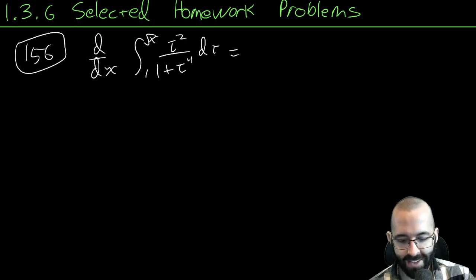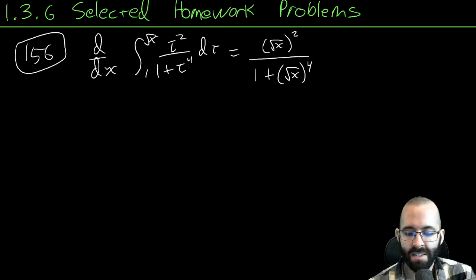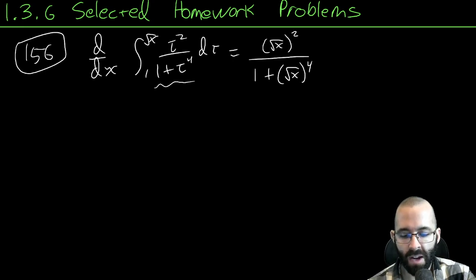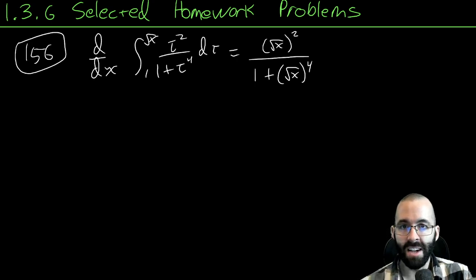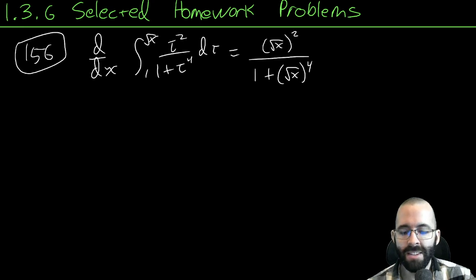So t squared becomes the square root of x squared. T to the fourth becomes the square root of x to the fourth. And if it were just x's, that would be it, just the integrand evaluated up here. But because it's not just an x, it's a function of x, we have to use the chain rule. Anytime we take the derivative of something where the variable is messier, we multiply by the derivative of the inside.